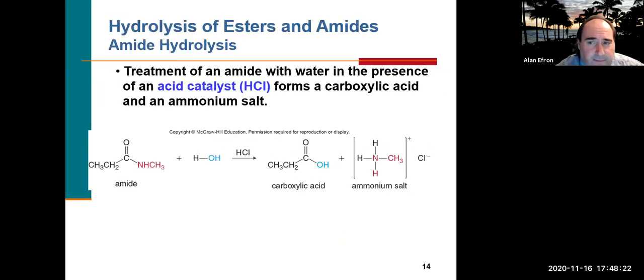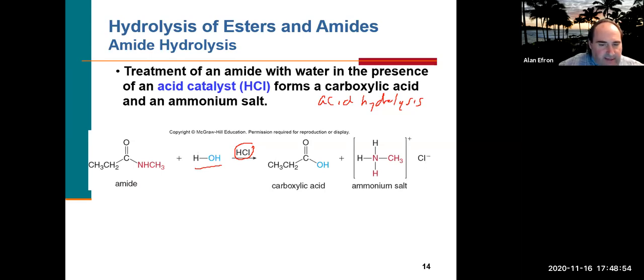So let's talk about a couple of important reactions that occur with our amides. And we have treatment of amide with water in the presence of an acid catalyst. This is what is sometimes referred to as an acid hydrolysis. Acid because obviously an acid's involved here as a catalyst. And hydrolysis means it involves water. So that's basically what's happening here.